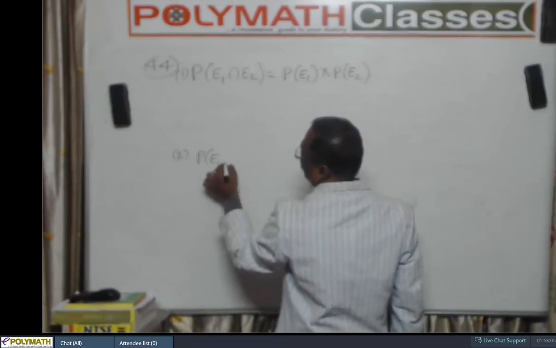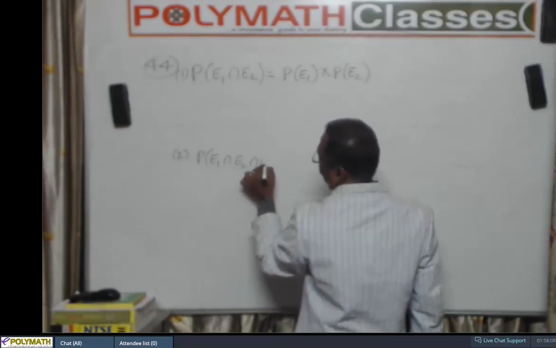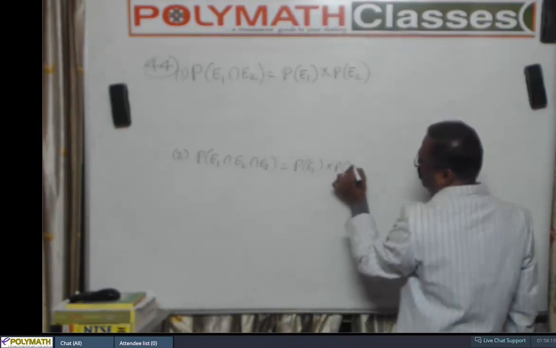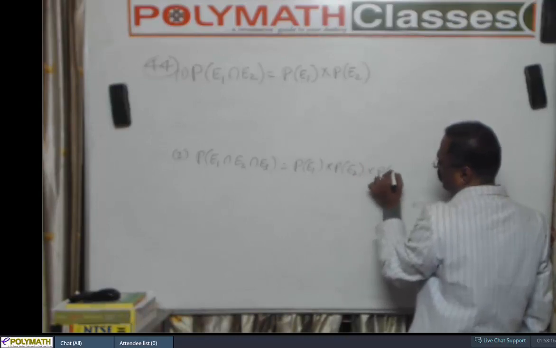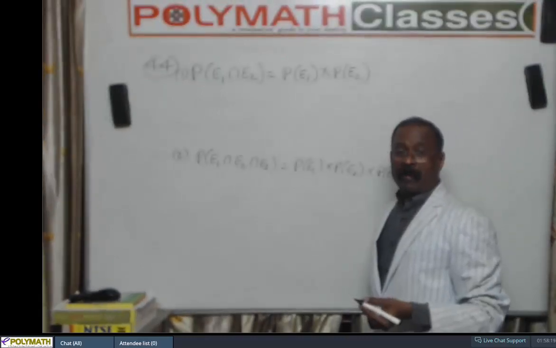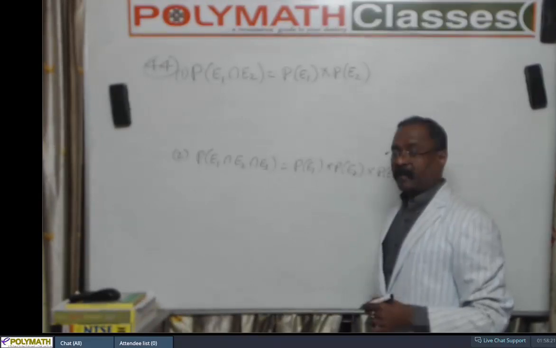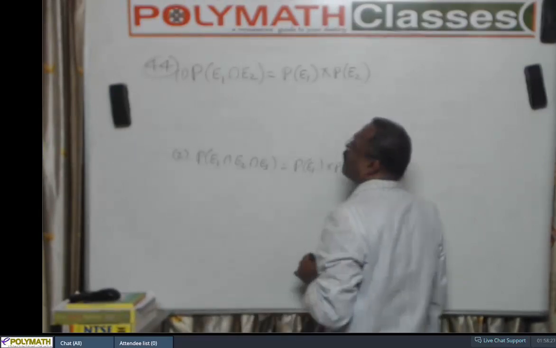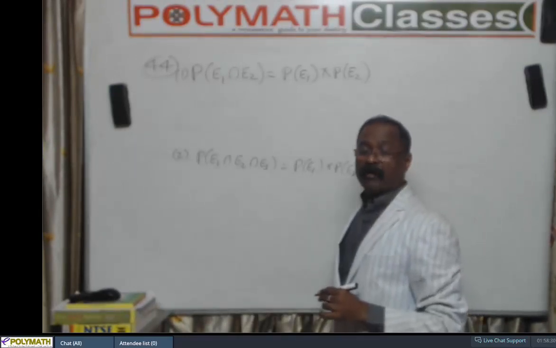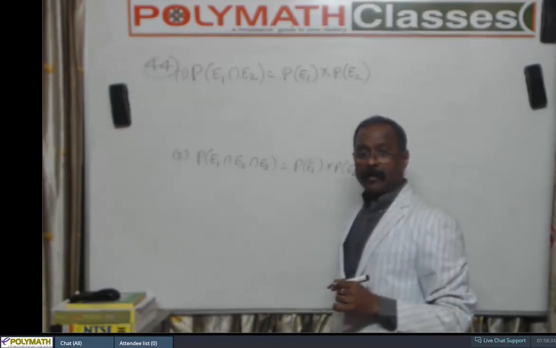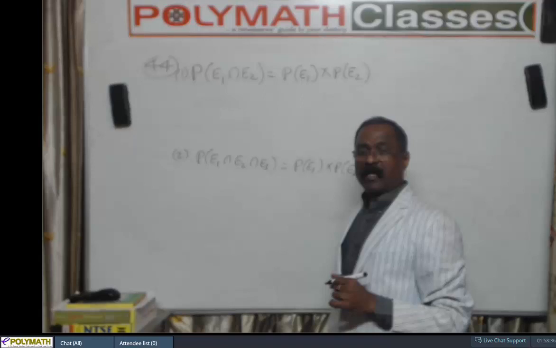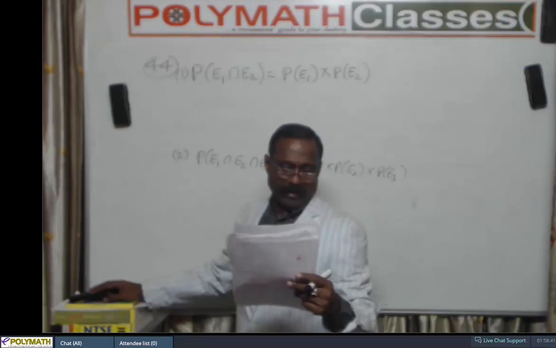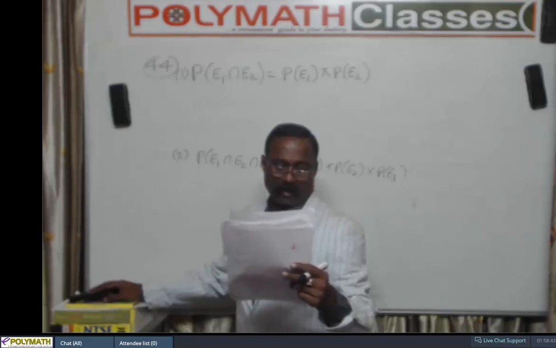The second one is P of E1 intersection E2 intersection E3 is equal to P of E1 into P of E2 into P of E3. If it is satisfied, then we say that they are independent. Let us check it out. E1 intersection E2 is nothing but E1 getting number 4, E2 getting number 2. Is it E1, E2 or E1, E3? Let us see.